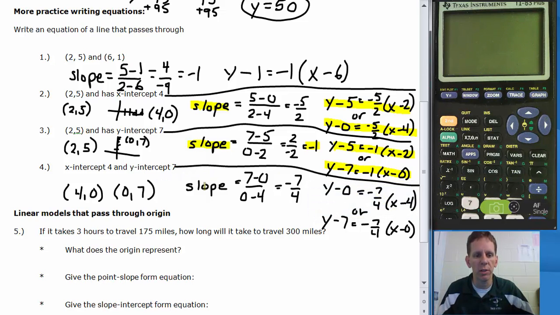On number 4, when you calculate the slope, you get negative 7/4. If you wrote that as a decimal, that's equal to negative 1.75. Similarly, on number 2, if you said negative 2.5 was the slope, that's fine.